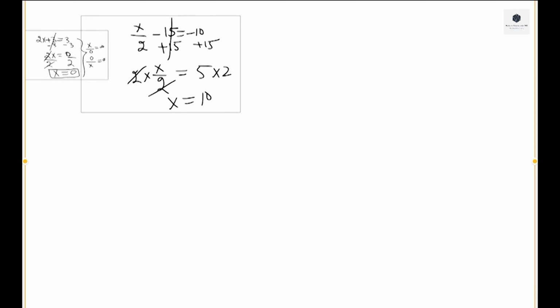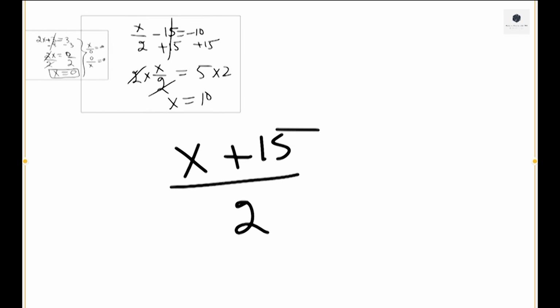For example, they give me to solve x plus 15 divided by 2. Here you can see the whole thing is divided by 2, both terms are divided by 2, equals minus 10. In this case, I cannot follow the rules I used in the previous one, where I got rid of the minus 15 first. As I said, you have to do plus 15 and minus 15 first, and then get rid of divide and multiply.